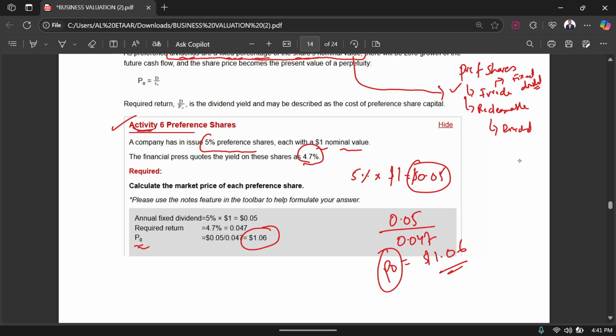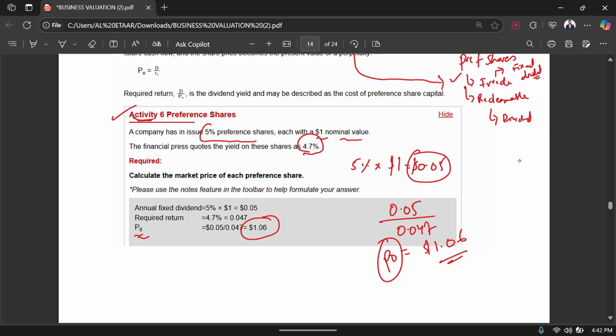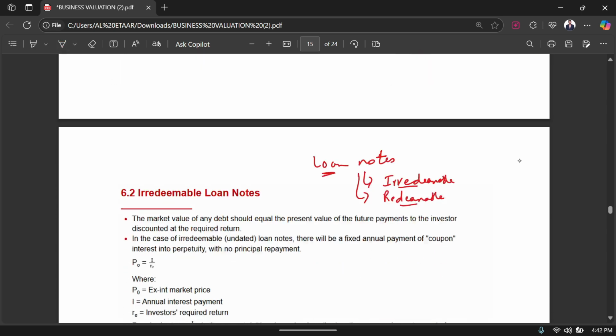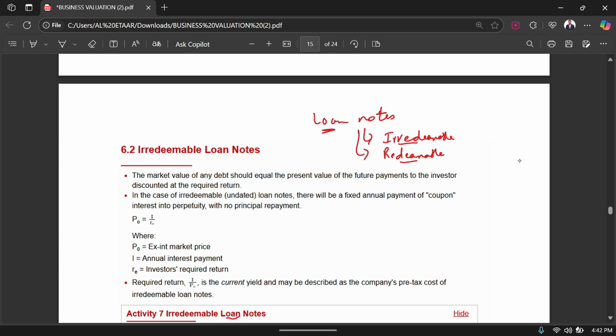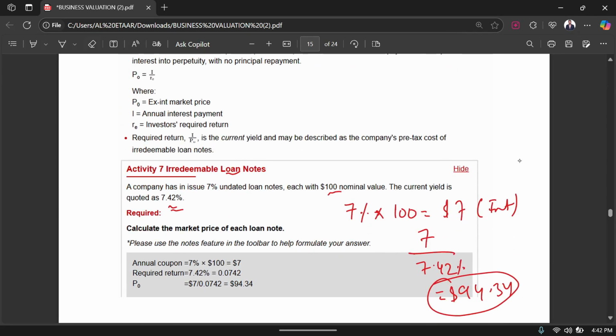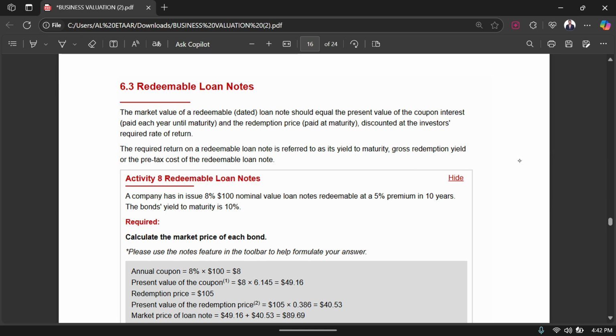Both workings are the same, just that in the preference shares, since they are shares, you keep the dividend in the numerator, right? And in the irredeemable loan note, since they are loans, you keep the interest in the numerator, right? So that's the only difference, except for that everything is the same, right? Something that you need to focus a little bit on.